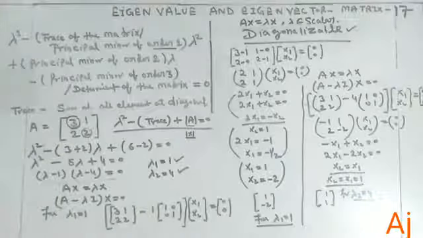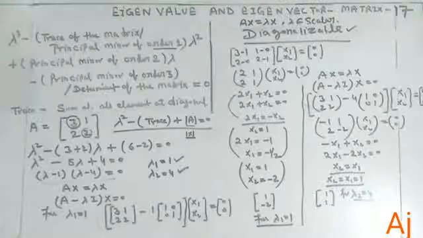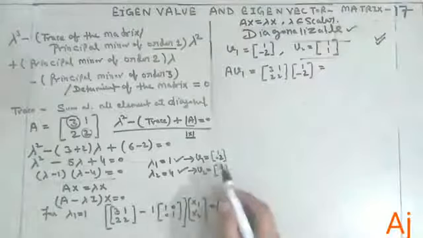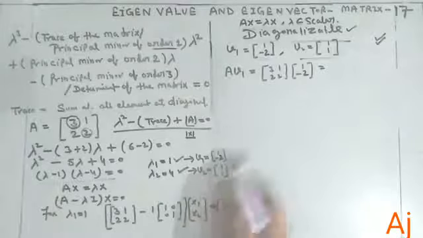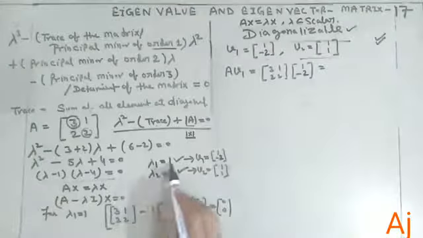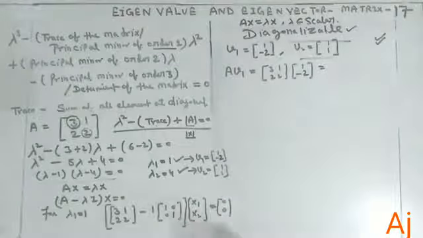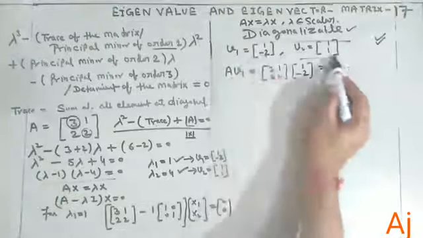So now today we will discuss what is diagonalizable. We have got last time [1, minus 2], the first one, this is the eigenvector for lambda 1 is equal to 1, and this is the eigenvector for lambda 2 is equal to 4. So v1 is equal to this, v2 is equal to this.